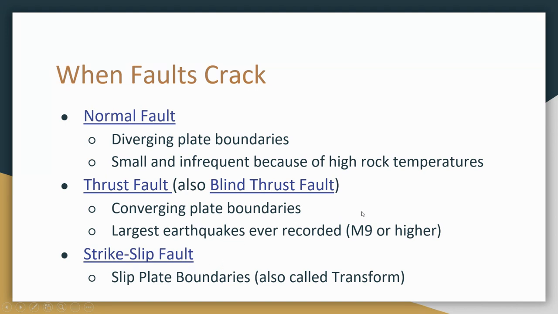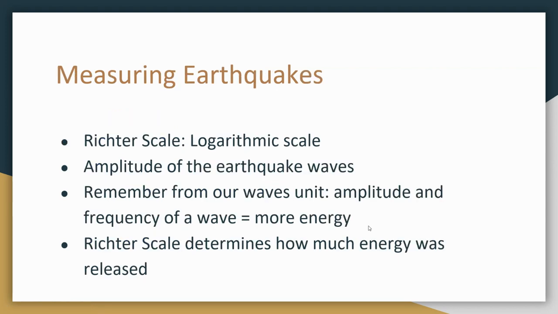So how do scientists measure the magnitude of earthquakes? That's our next question. Scientists measure earthquakes using what's called the Richter scale. The Richter scale is a logarithmic scale that measures the amplitude of the earthquake waves. So, logarithmic means that for each number that you go up, the size of the reaction, the amplitude of the earthquake wave, goes up by 10 times.